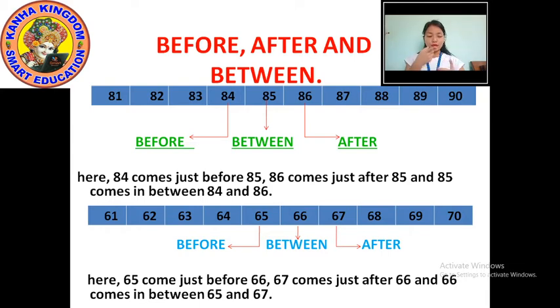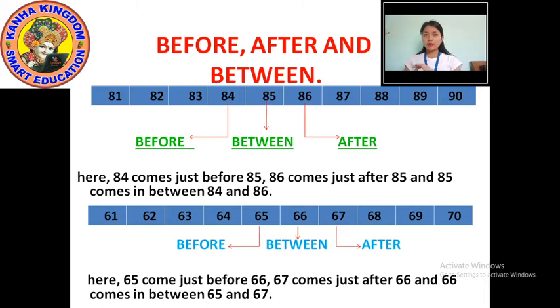65 comes just before 66. 67 comes just after 66, and 66 comes in between 65 and 67. See the difference between before, between and after.